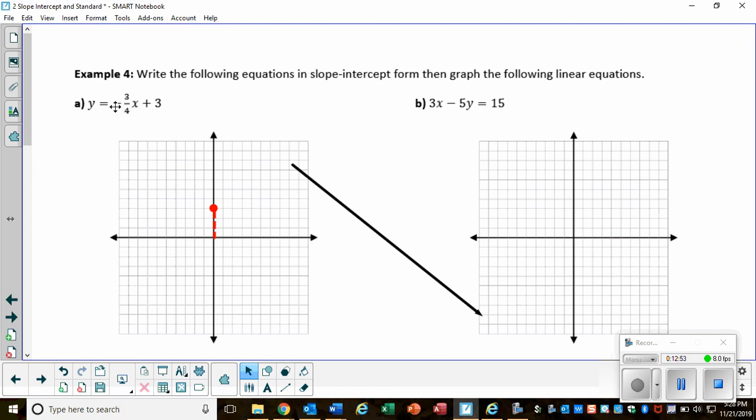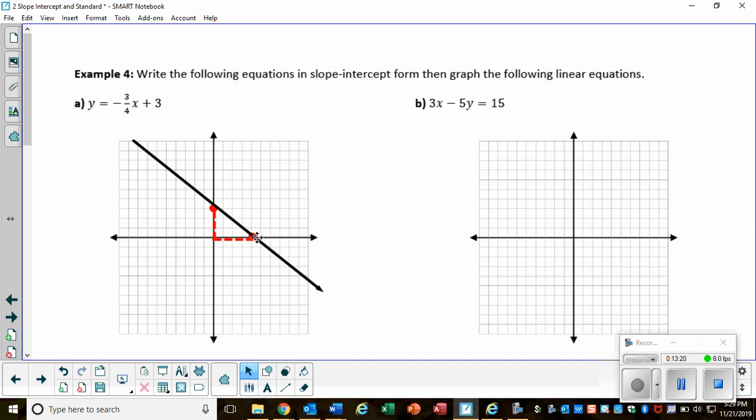That negative can either apply to the top or the bottom number, not to both. So I'm going to apply it to the 3. That means I'm going to go down 3, and then go to the right 4 spaces. That'll give me my next point, and I plot it. Now that I have 2 points, I can draw my line through those 2 points, and that is my equation.